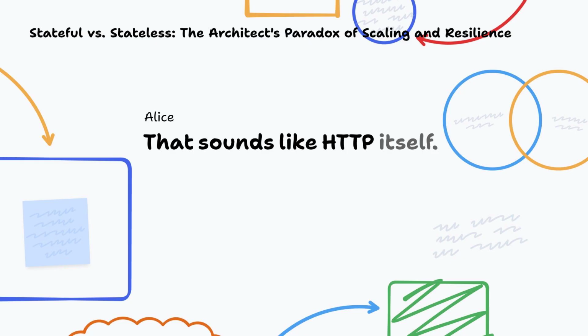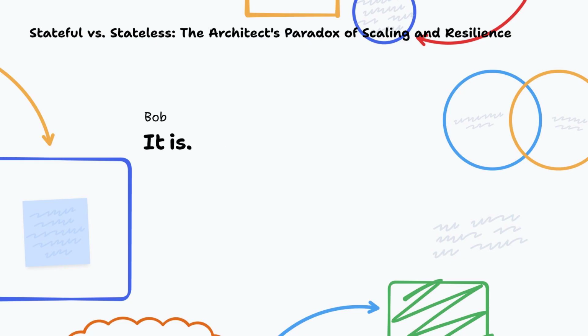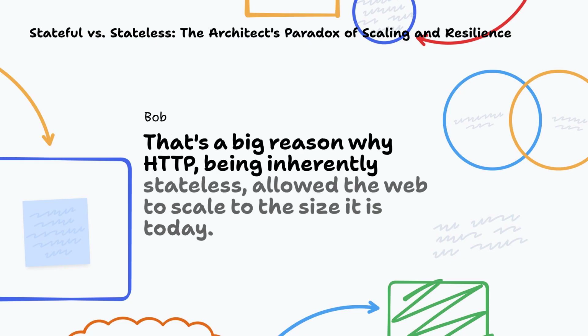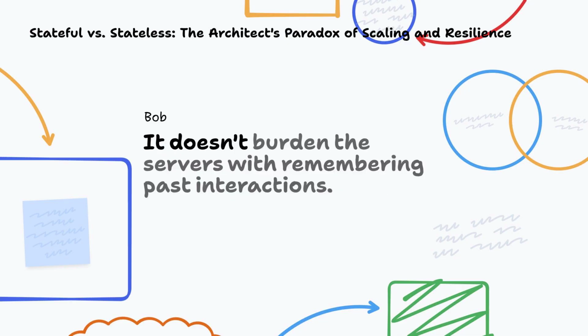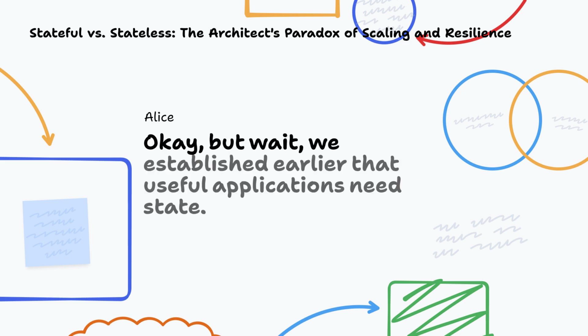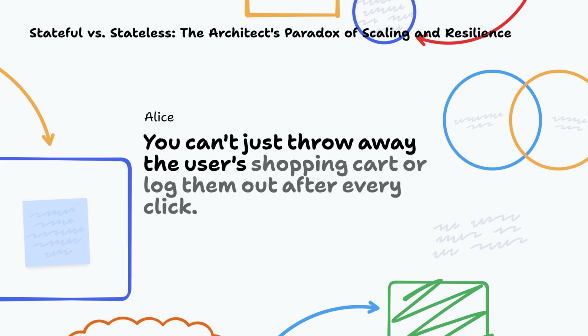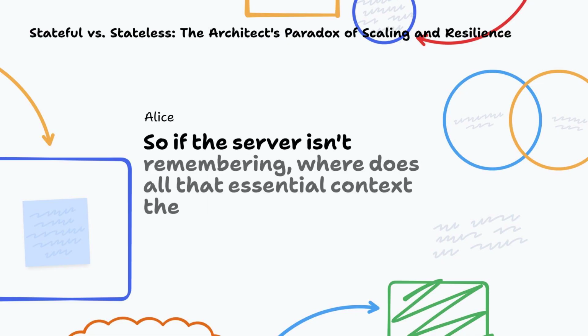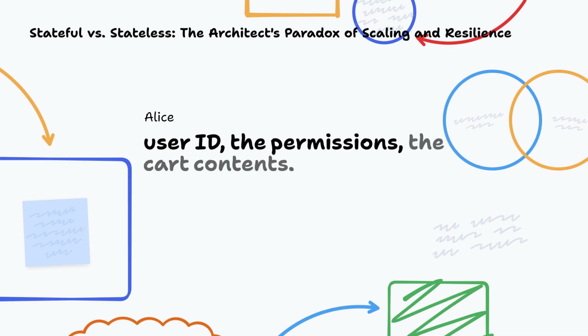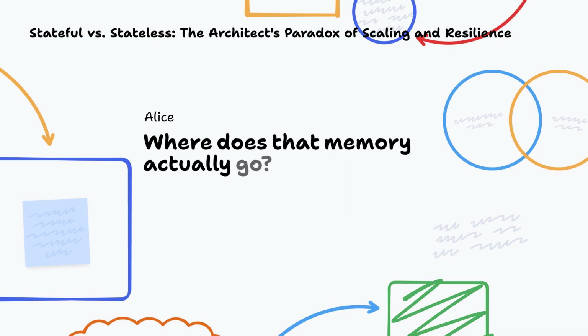That sounds like HTTP itself almost. It is. That's a big reason why HTTP, being inherently stateless, allowed the web to scale to the size it is today. It doesn't burden the servers with remembering past interactions. Okay, but wait. We established earlier that useful applications need state. You can't just throw away the user's shopping cart or log them out after every click. Absolutely not. So if the server isn't remembering, where does all that essential context, the user ID, the permissions, the cart contents, where does that memory actually go?